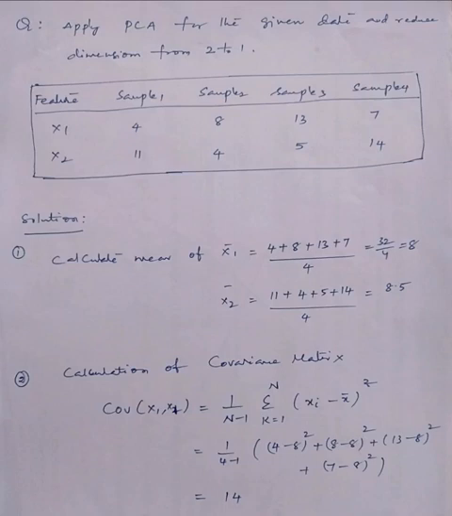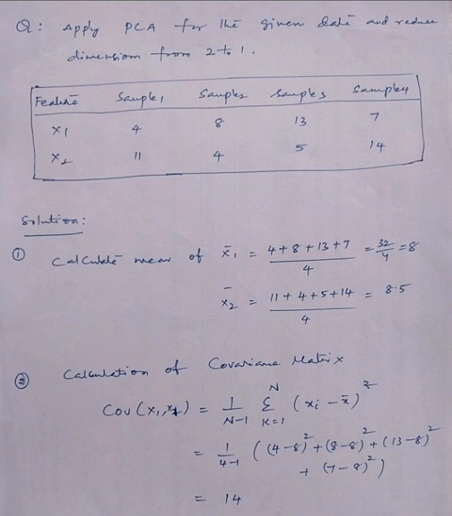So now we are going to discuss the principal component analysis numerical, a solved example. This is important in our machine learning subject. Principal component analysis is actually a dimensionality reduction technique. So let us see how to solve this. Apply PCA for the given data and reduce the dimension from 2 to 1. Two dimensions are given, we have to reduce it to 1.